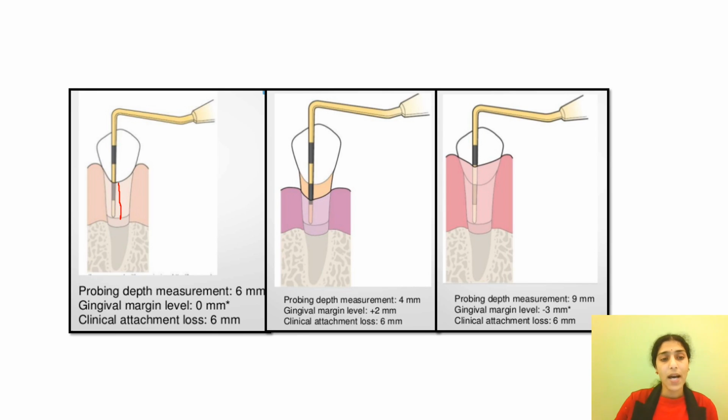Now, the gingival margin to the CEJ. But here the gingival margin is at the CEJ, right? It's at the same level. There is no recession, right? There is no enlargement. So the gingival margin coincides with the CEJ.